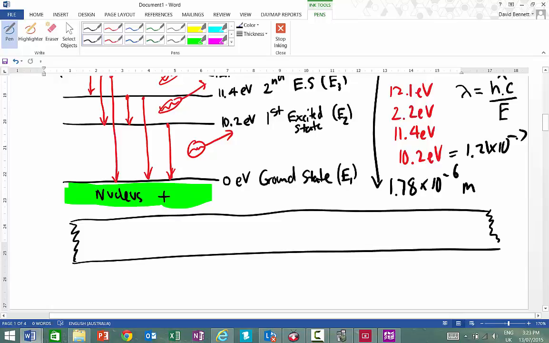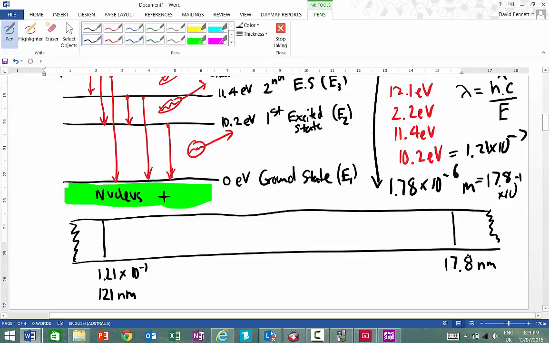So this one here is equal to 1.21 times 10 to the minus 7, and this one I could say is equal to 17.8 times 10 to the minus 7. So if I'm looking at that, I've got a value down here which is 1.21 times 10 to the minus 7, or 121 nanometers, or I've got this one over here which is 17.8 nanometers.